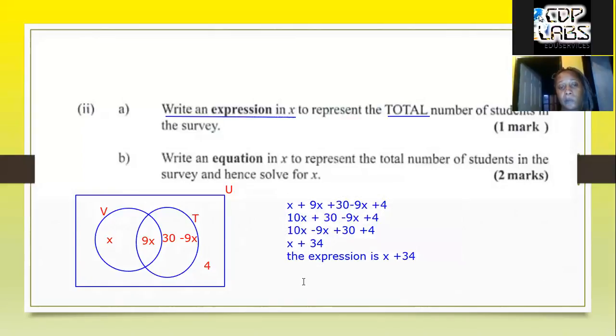All right. So we're going to our next part of the question. Read for me, please. Write an equation in x to represent the total number of students in the survey and hence solve for x. All right. What do you think we're supposed to do now? What's the similarity between A and B and the difference between A and B? You tell me.